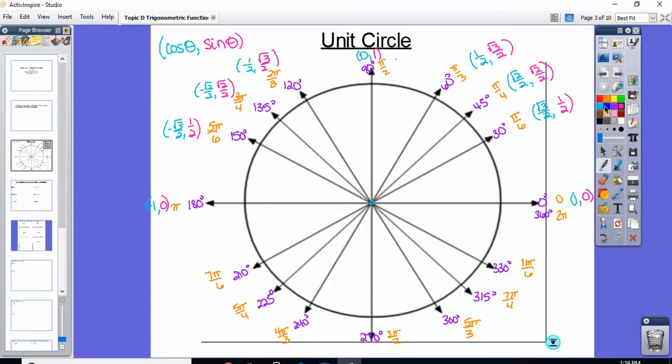Third quadrant, both x and y are negative. So same ordered pairs as their reference angles, except x and y are negative.